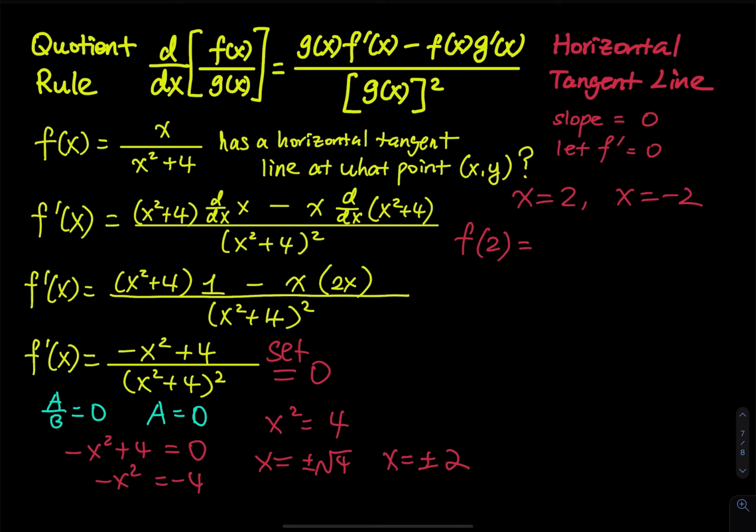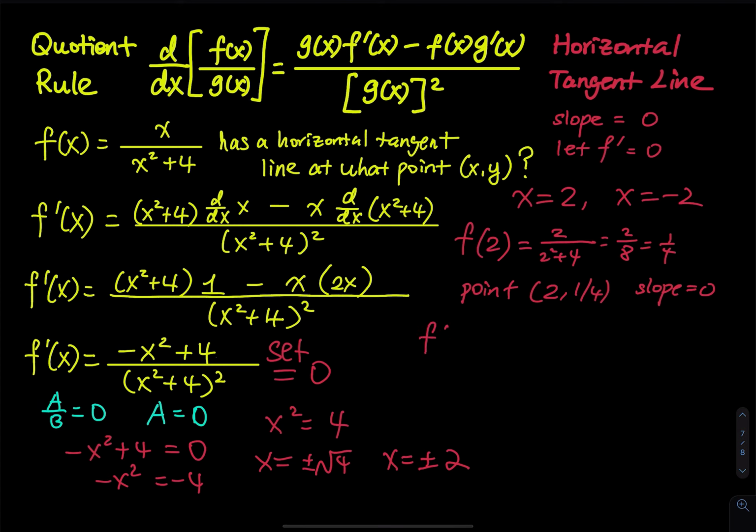So that is equal to 2 divided by 2 squared plus 4. So that is equal to 2 divided by 4 plus 4, which is 8. So that is equal to 1 over 4. So the first point is (2, 1/4). At (2, 1/4), the slope is equal to 0. There is a horizontal tangent line at (2, 1/4).